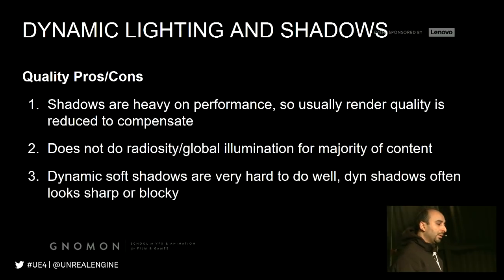Now in terms of quality, because shadows are expensive, we always try to compensate for that by lowering their quality a little bit. So we have smaller buffers, or we try to do other tricks or approximations to make them more efficient.